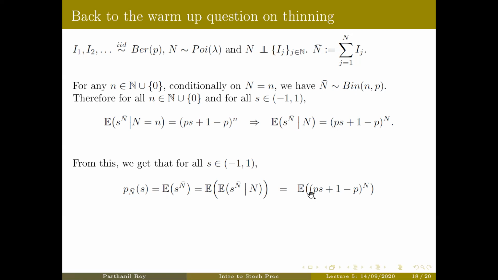Now note that this is nothing but the probability generating function of capital N evaluated at ps + 1 - p. If you had s here, this would be the expectation of s power N, and that would be the PGF of N evaluated at s. So instead of s, we have ps + 1 - p, and therefore the expectation of (ps + 1 - p) whole power N is nothing but the PGF of N evaluated at ps + 1 - p.